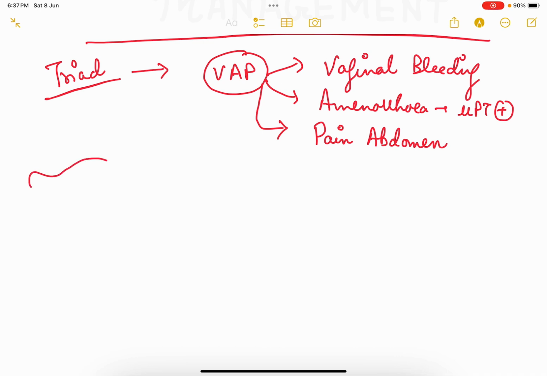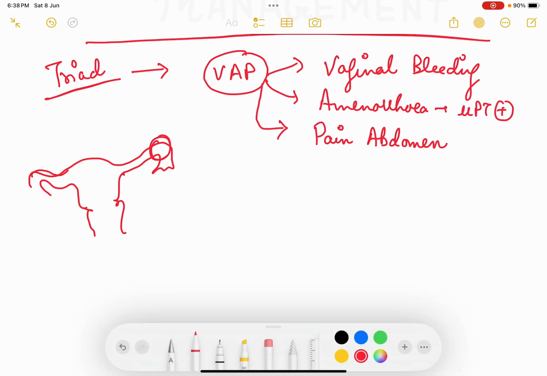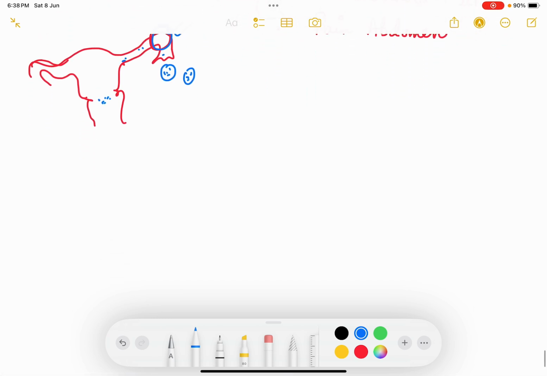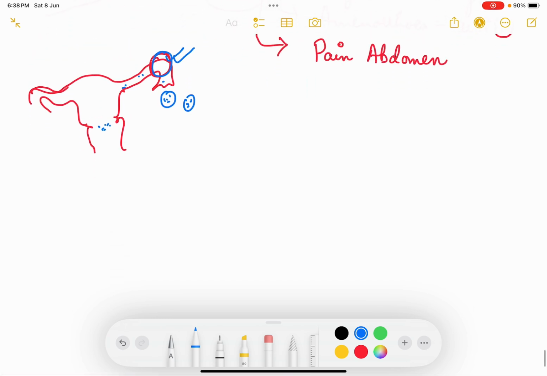The most common site of ectopic pregnancy is the fallopian tube. And in the fallopian tube also, the most common site is the ampulla of the fallopian tube. So always remember, the ampulla is the most common site of ectopic pregnancy, followed by the rest of the parts of the tube. Then you can have cervical ectopic, ovarian ectopic, abdominal pregnancy and other types of pregnancy. So when a patient comes to you, how will you manage?